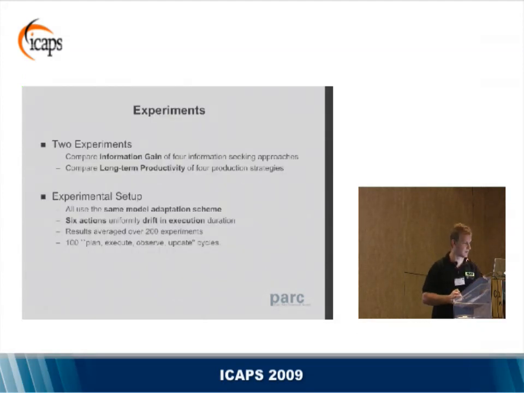I will quickly talk about two experiments we did. One is on pure information gain, and the other is on long-term productivity. The experiment was set up so that they all use the same adaptation scheme, and we have set it up to have 6 actions drifting in their action delays. For each experiment we run 200 times, always planning, executing, observing, and updating for 100 cycles.